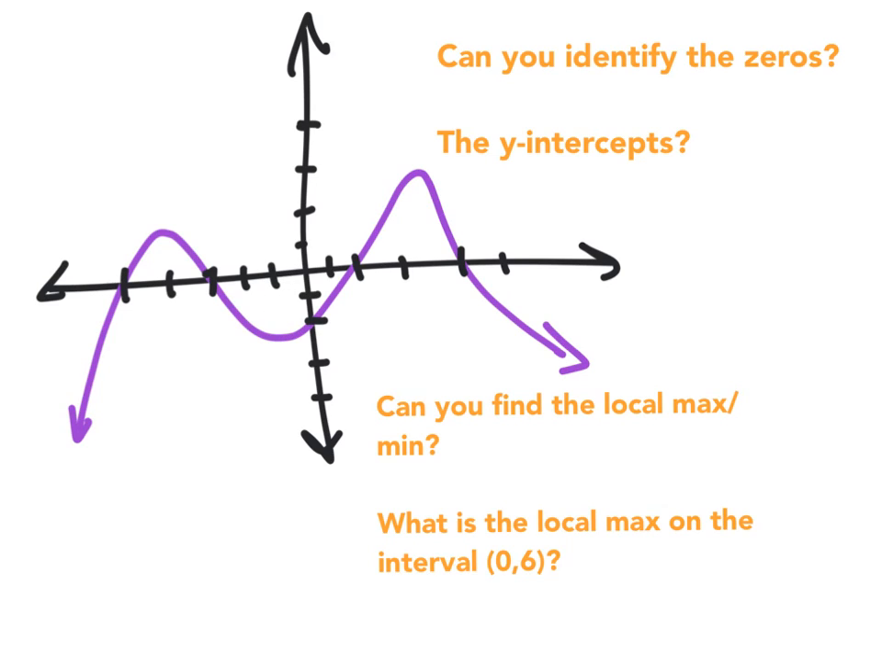I'm sorry, I'm not great at drawing these. But the local max on just an interval, so from 0 to 6, that's from here to like here. The local max in that case would just be (2, 3).